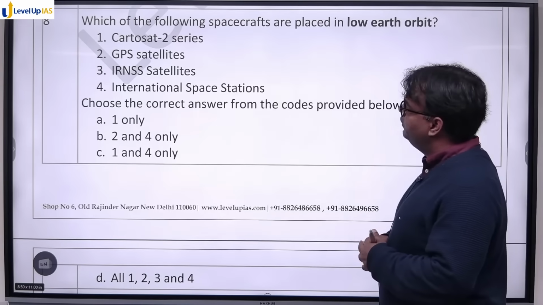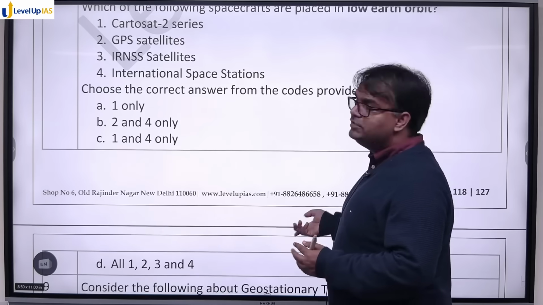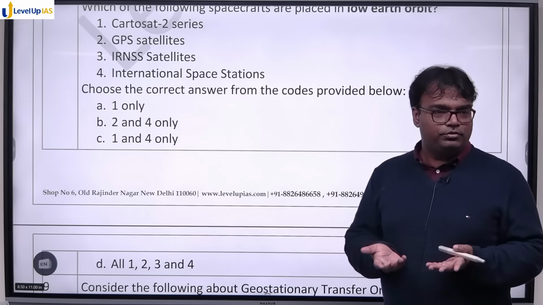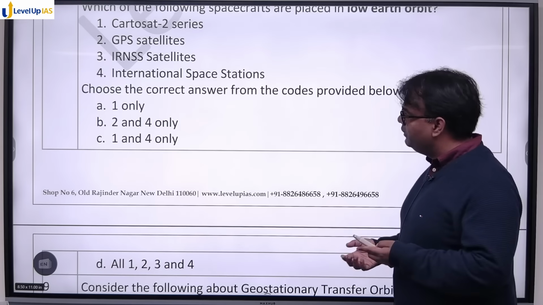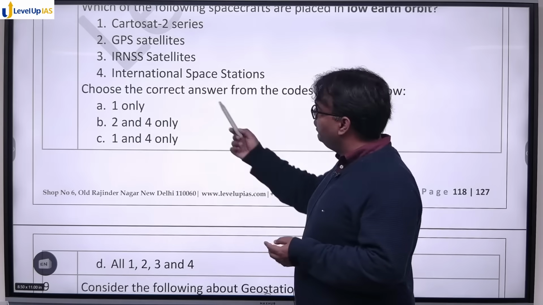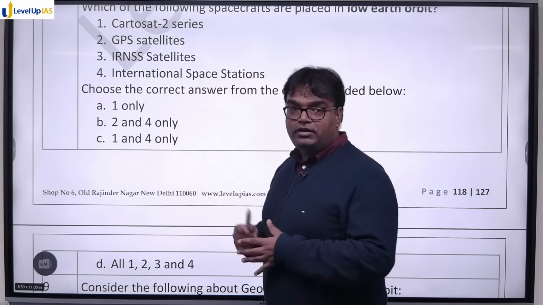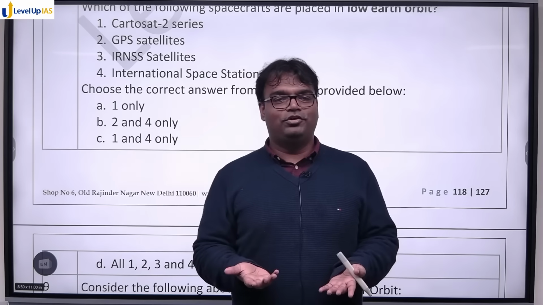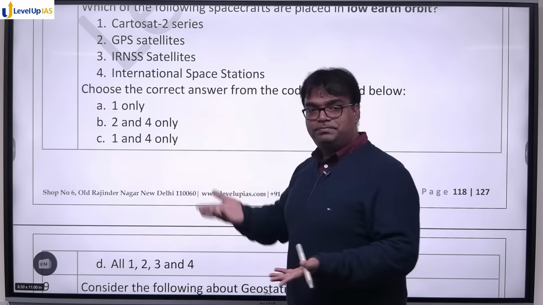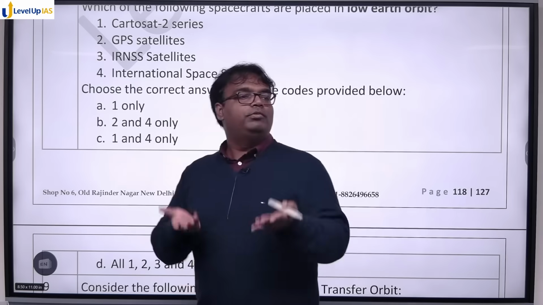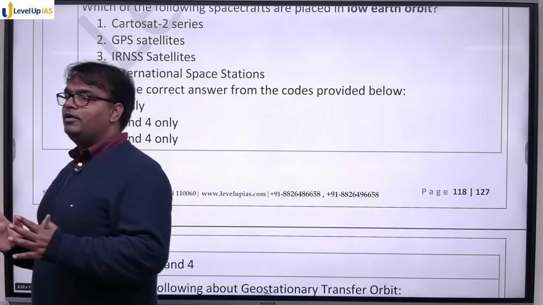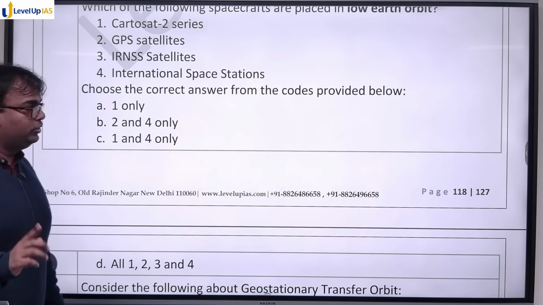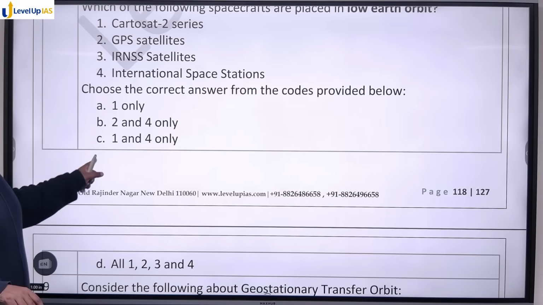1 and 4 only? Okay, see, we know GPS is in medium Earth orbit. We know IRNSS is in geostationary and geosynchronous orbit. बताया था. So 2 and 3 are definitely wrong. 2 और 3 वाले सारे हटा दो. 1 and 4. Carto map making. If we have to guess, we will guess it in low Earth orbit. International Space Station, we have already said that all human flights except the Apollo mission which went to moon are in low Earth orbit. So answer is C, 1 and 4.